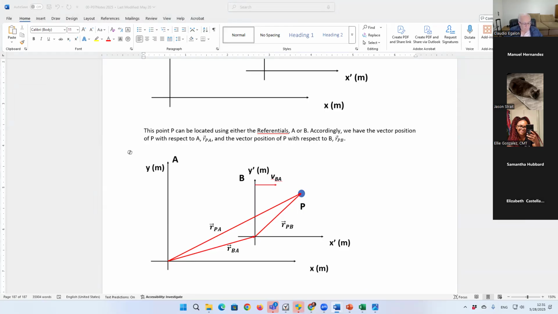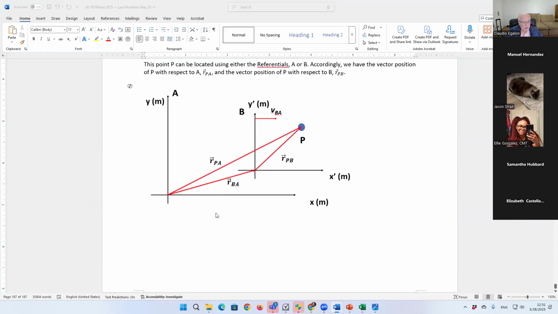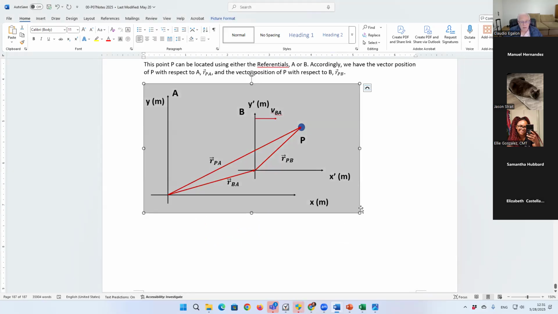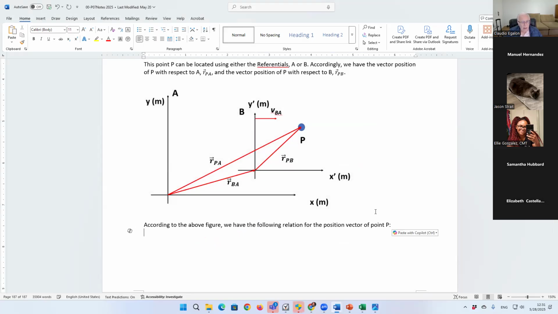From this figure itself, and I'm just reminding you what we did in physics 6, on relative motion. According to the above figure, there is a relationship that we can obtain from all those vectors. Just using addition of vectors, what can we say? We can say that the vector RPA is equal to RBA, this vector right in here, plus vector RPB. No secret here, right?